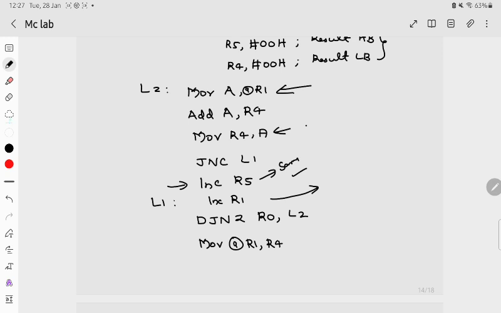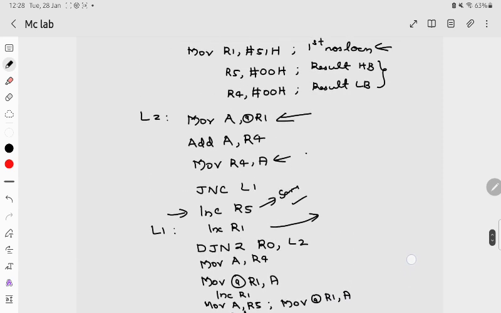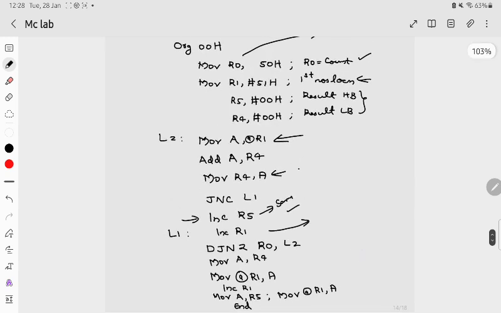If this is not there, check the instruction set if that is there or not. If that is not there, what we will do is we will move the lower byte value to A. Then after that we will move it through A. Then what we should do? Increment R1 pointing to the next location. Again move A comma R5, higher byte of the result. Then you should do move @R1 comma A. The program ends. This is what we need to do for sum of a series of 8-bit data. Thank you.